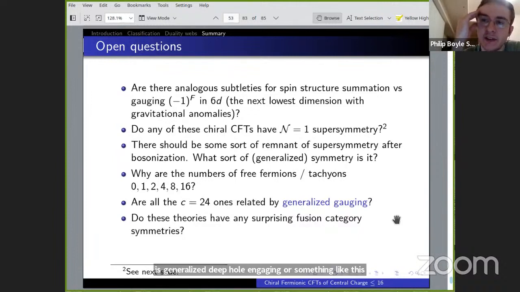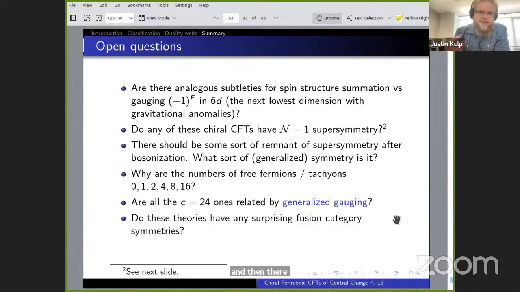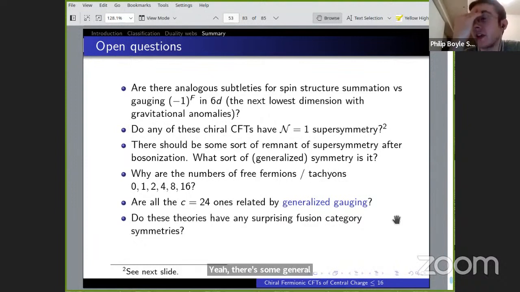Yeah, there's some generalized deep hole thing. So they define anything reachable by gauging the monster as a generalized deep hole CFT. So the statement would be that all things on the Schellekens list are generalized deep holes.